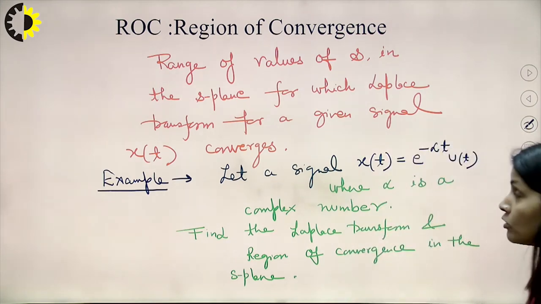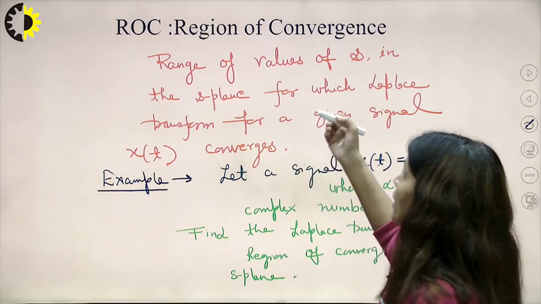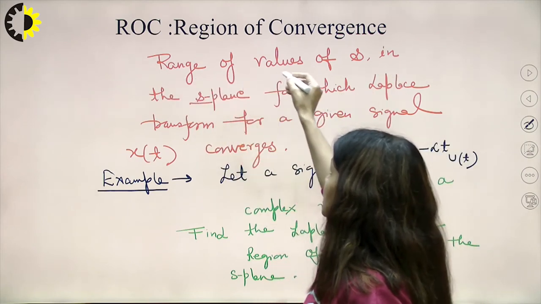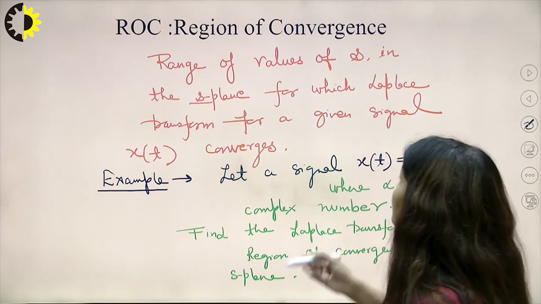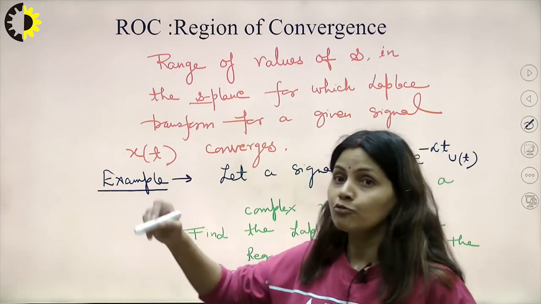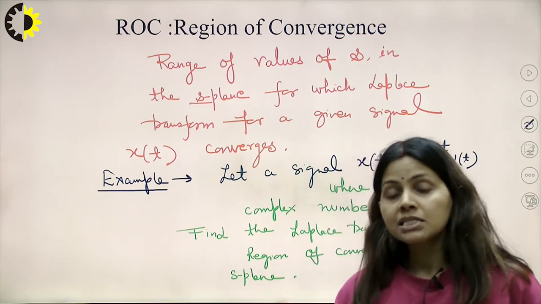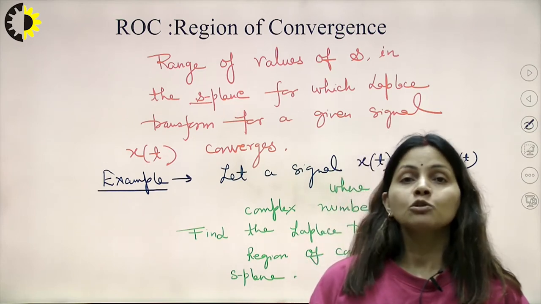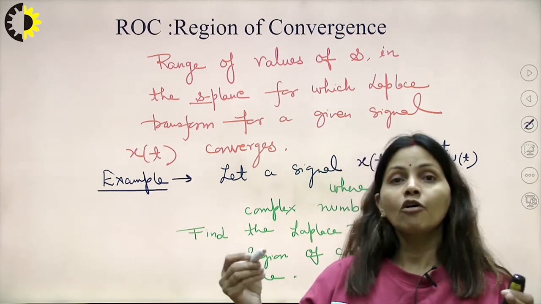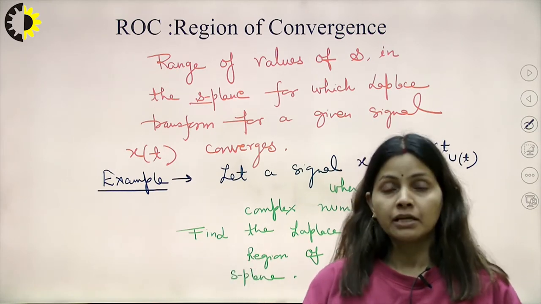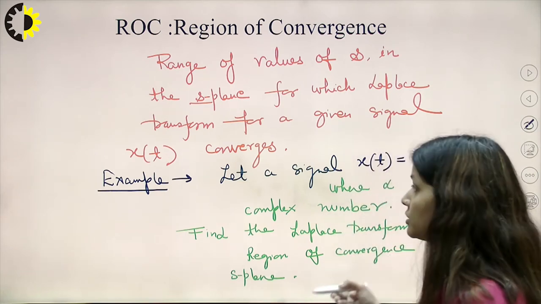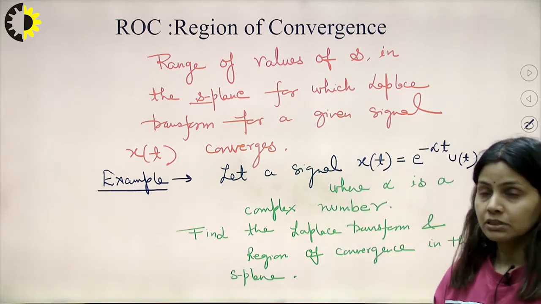How is this defined? The range of values of s in the S plane for which the Laplace transform of a given signal x(t) converges. The Laplace transform of x(t) is to converge for the given set of values of s, and that set of values of s is defined as the region of convergence.